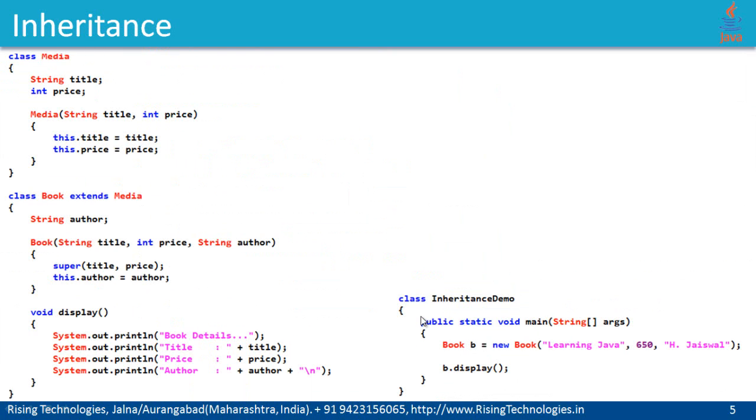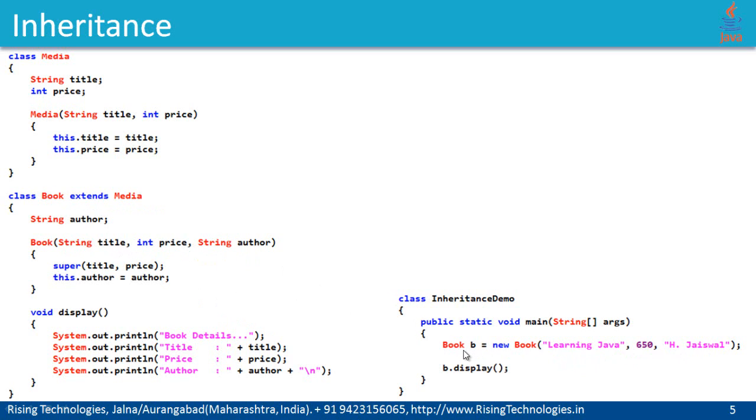So let's have a look at how data is being transferred from one line to another within this program. We have this media class, we have two subclasses of media, one is book, another is tape, and within our inheritance demo class we have this main method, and we have created an instance of this book class, that is book b equals new book, and we have supplied the necessary arguments because the constructor of this book class expects these three parameters.